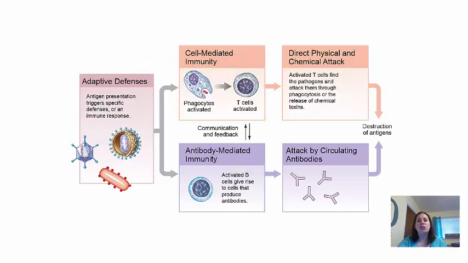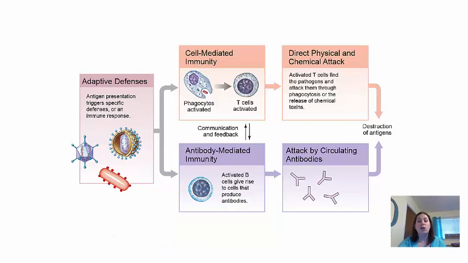All right, so if we take a look here, this is again a flow chart that just shows you the two types or two branches of the adaptive immune system. So you have your adaptive defenses. You have the cell-mediated over here, which is going to do phagocytosis and activate T cells. These T cells, when they're activated, they find the pathogens and attack them through phagocytosis, or they can release toxic chemicals that kill the invader. On the other hand, if we use antibody-mediated immunity, that's going to activate B cells, which then transform into plasma cells that produce antibodies. Antibodies then attack the invader.